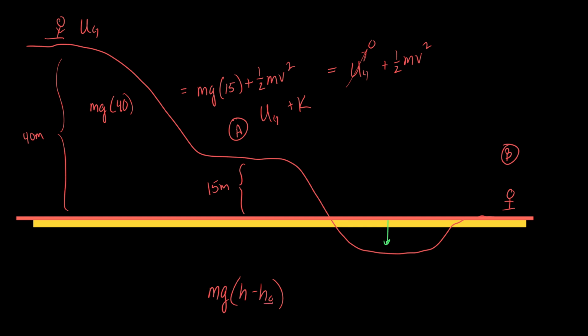H naught represents the reference level. I put it in this equation because reference is valuable, but it's not necessarily about height. When we talk about H versus H naught, what we're really trying to talk about is where is the object likely to go? Let me refine that.